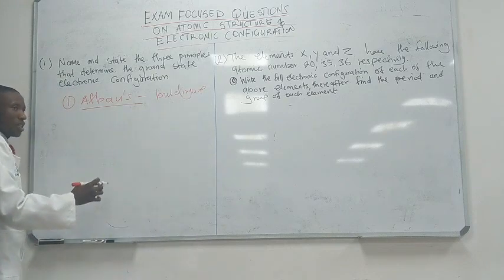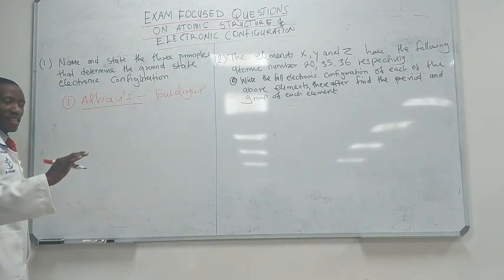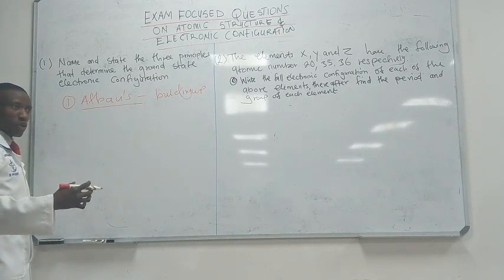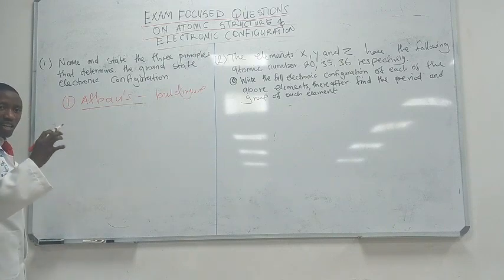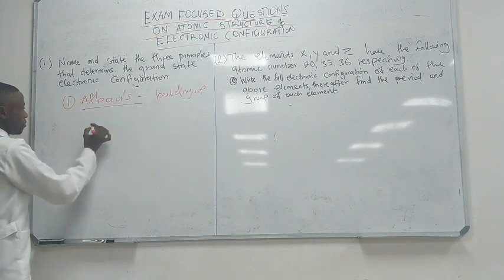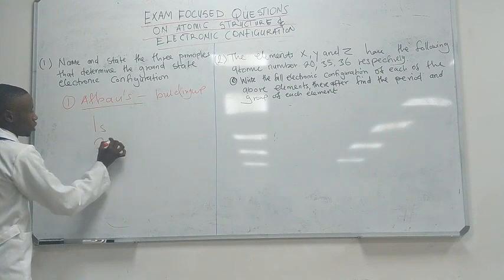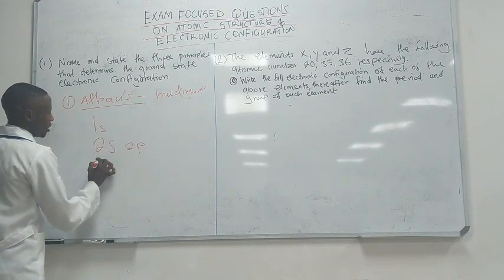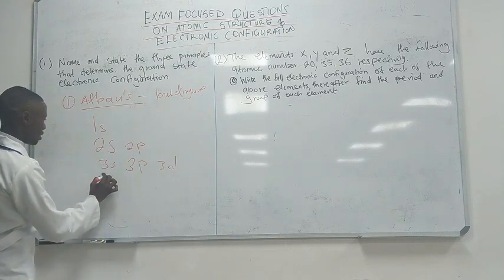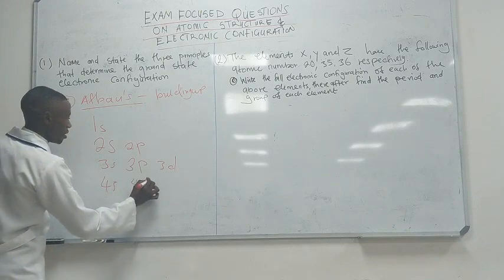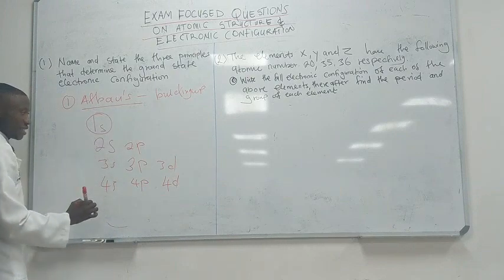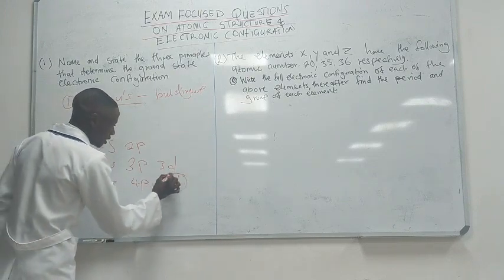This one states that orbitals are filled from the lowest energy level to the highest energy level. So below is the model that you can follow to help you fill in any atom or element that you are given. So we have 1s, 2s, 2p, 3s, 3p, 3d, 4s, 4p, 4d. So you have 1s as the lowest and 4d as the highest.